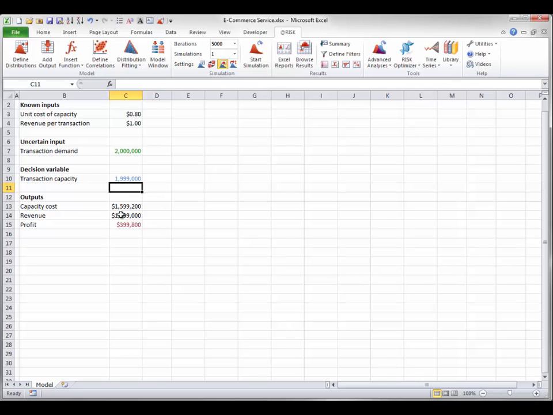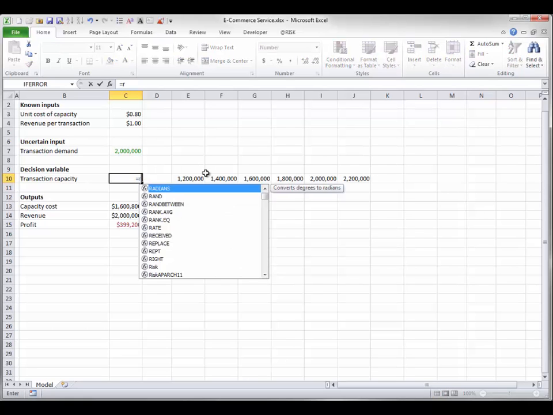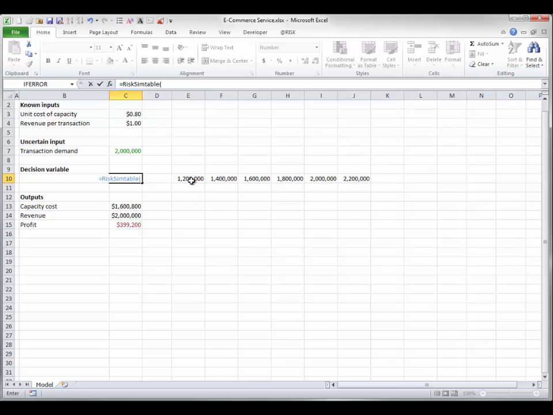On the other hand, if capacity is 1,000 too high, cost is $800. This is $800 below the 400,000. This is because there is an extra $800 capacity cost and no extra revenue. This suggests that capacity should be low rather than high. I will use a RiskSimTable function to analyze different capacities from 1.2 million to 2.2 million. These values are actually listed in row 10 but have been painted white. I'll unpaint them. Then I will add a RiskSimTable referencing these values.